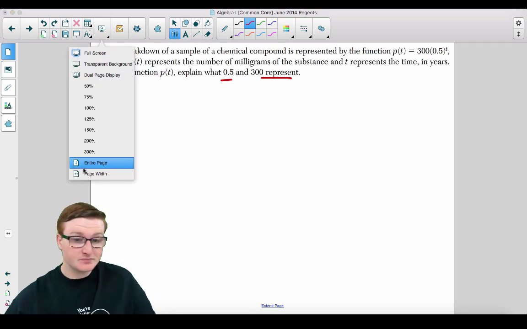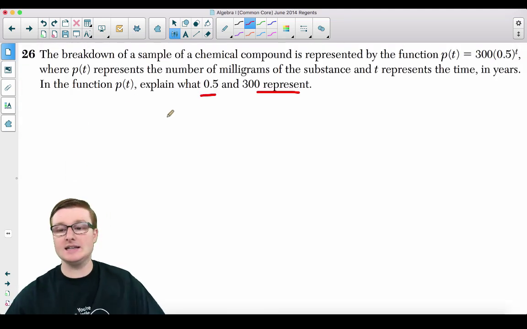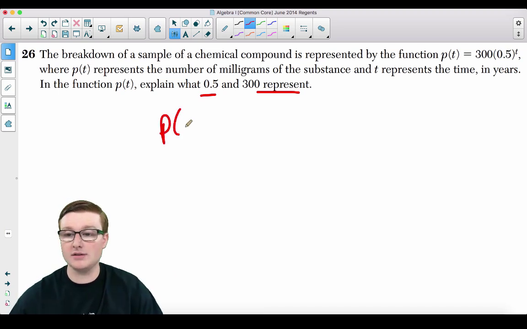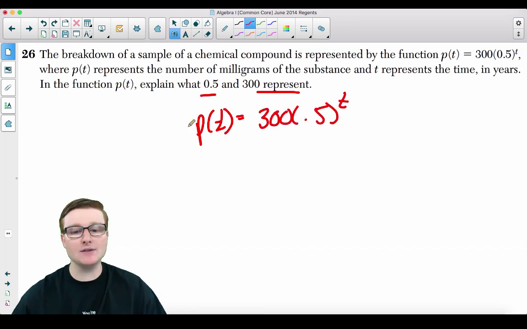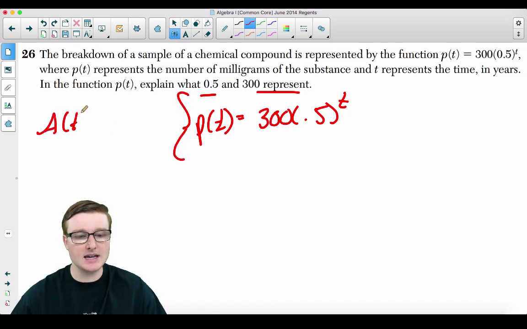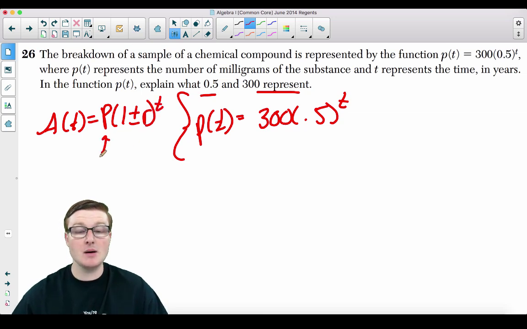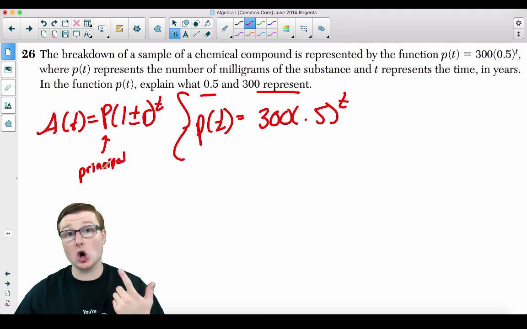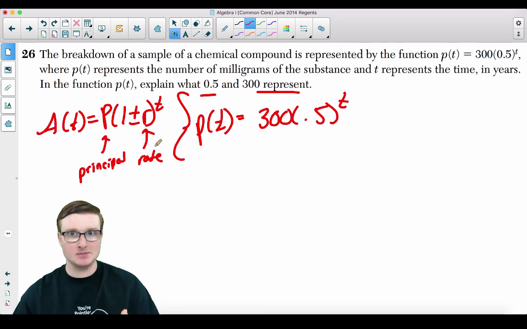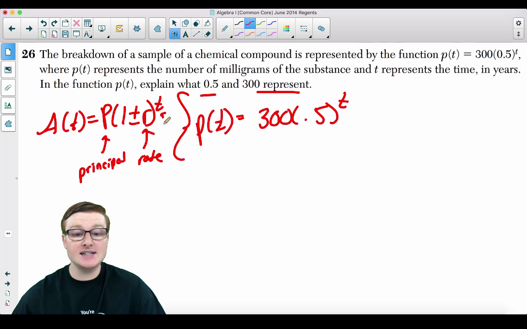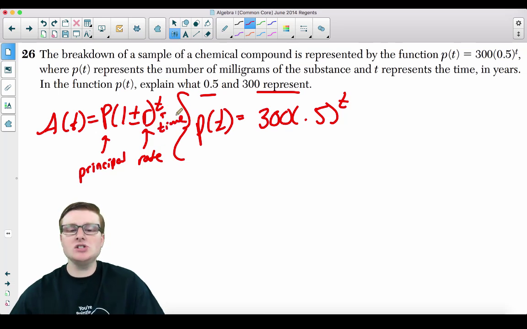Okay, so what you have to know is what the formula represents. P of t is equal to 300 times 0.5 to the t power is derived from the formula a of t is equal to the principal times 1 plus or minus the rate raised to the t power. Remember that your p is your principal, or your starting amount. Your r is the rate of increase or decrease, expressed as a decimal, and t is time. Okay? So what does 300 represent?